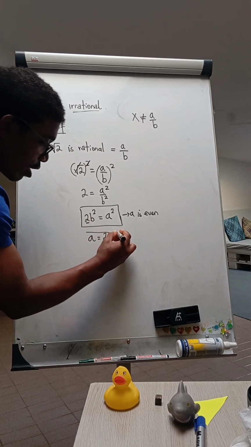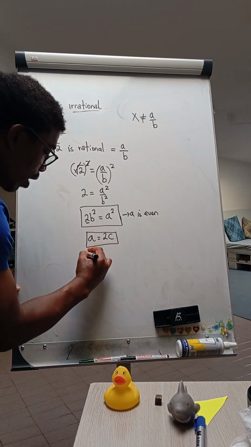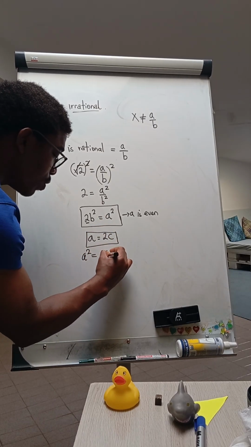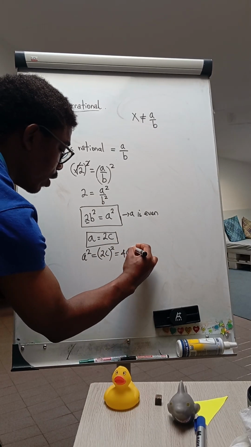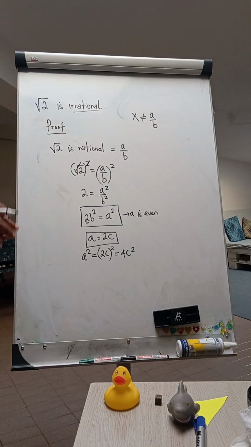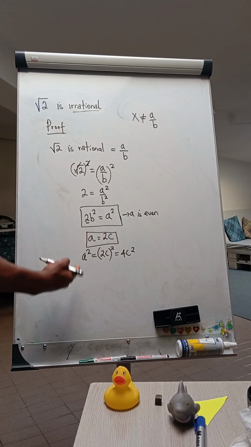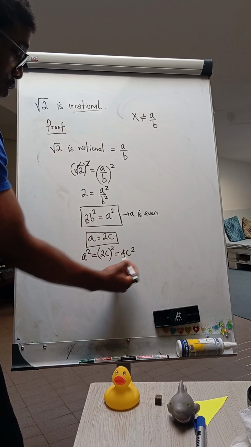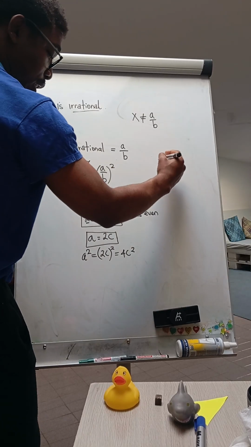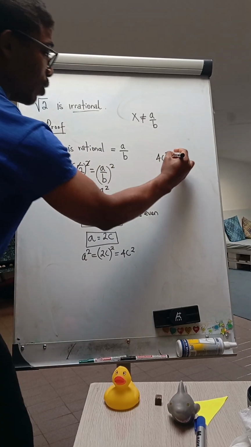If this is true, which it is, we can comfortably write that a squared is (2c) all squared, which would give us 4c squared. So one thing we've obtained from all of this is that a is even. That's one. Let's progress. We also saw that a squared is equal to 2b squared. So we say that 4c squared is equal to 2b squared.